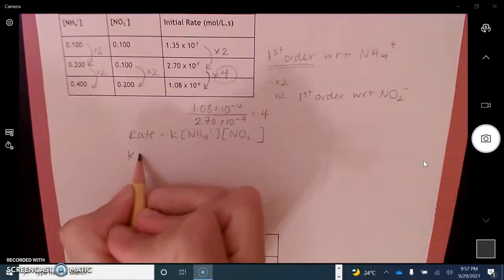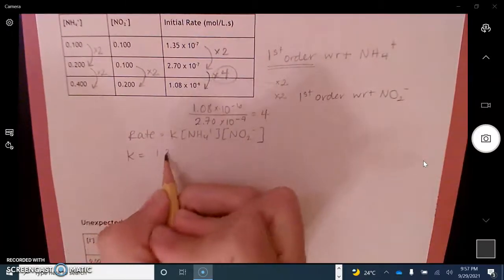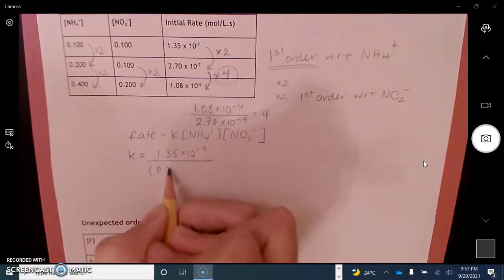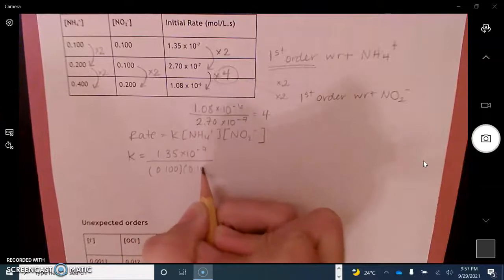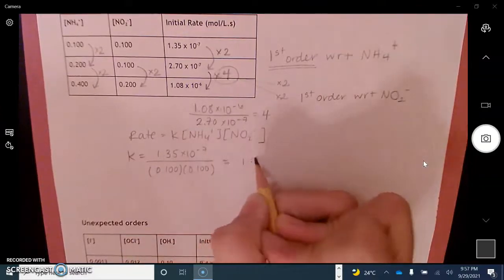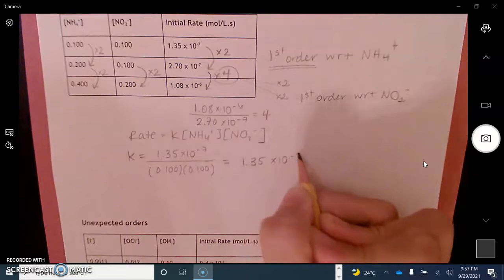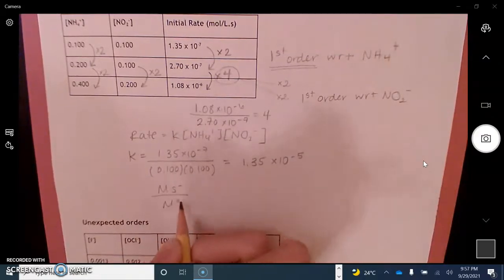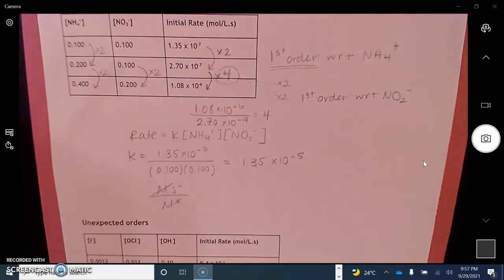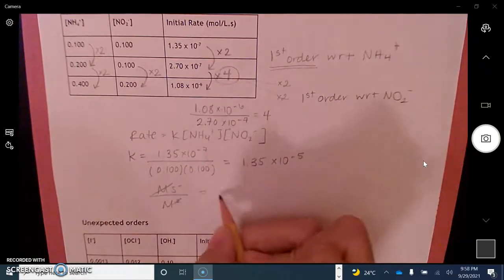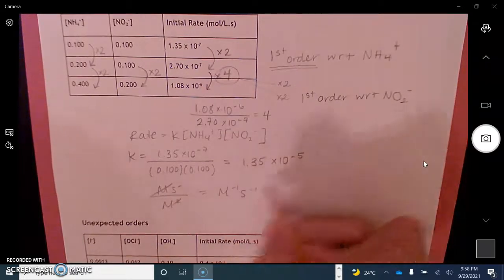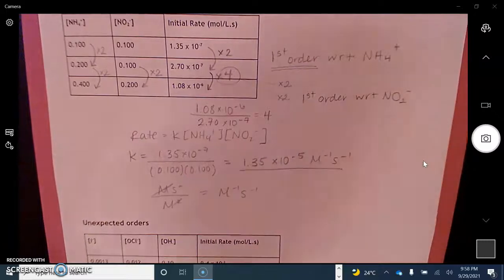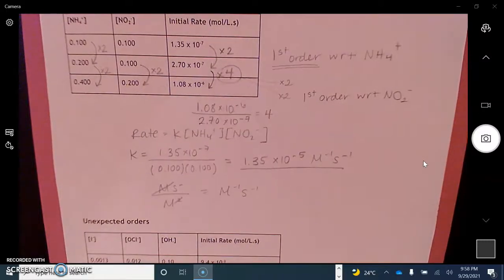We can solve for K. I'm just going to use the first trial. So they're both 0.1, which is nice. And we're left with 1.35 times 10 to the minus 5. When I work out the units of K, I get molar to the minus 1, seconds to the minus 1, as we've been getting for all of our reactions that are second order.